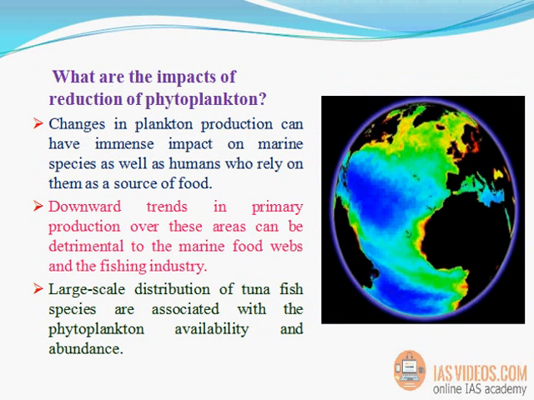What are the impacts of reduction of phytoplankton? Changes in plankton production can have immense impact on marine species as well as humans, who rely on them as a source of food. Downward trends in primary production over these areas can be detrimental to the marine food webs and the fishing industry. Large-scale distribution of tuna fish species are associated with the phytoplankton availability and abundance.